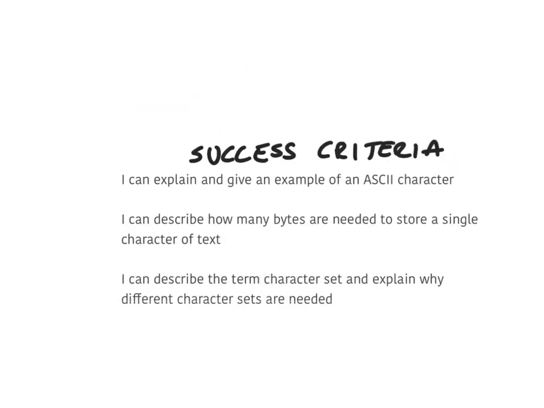Okay, so we're now at the stage where we return to our success criteria to see if we can tick off all the things that we should have learnt by the end of this. So I can explain and give an example of an ASCII character. Hopefully we could do that after this. I can describe how many bytes are needed to store a single character of text. So again, have you got an idea of the number of bytes or bits used to store each character? And I can describe the term character set and explain why different character sets are needed. Again, hopefully you can tick that off. If not, feel free to go back in the presentation in order to tick that one off.